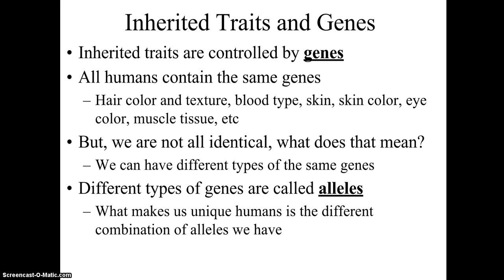So what makes you a unique human is that you have a very unique combination of alleles. A combination of alleles that's never been seen before. If you're an identical twin, you have the same exact alleles as your twin, but you've had different experiences, so you have different acquired traits from your twin. So every single person has the same exact genes, but we have different versions of those genes. Those different versions of the genes are called alleles, and that's what makes you unique, and that's what makes you different from the people sitting next to you right now.